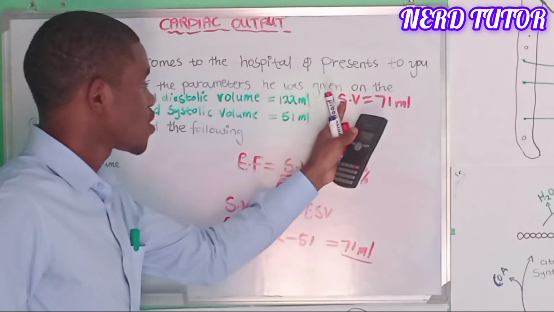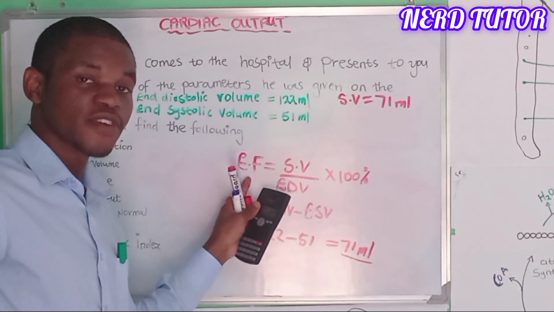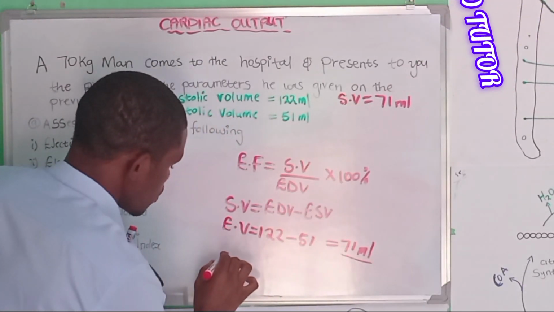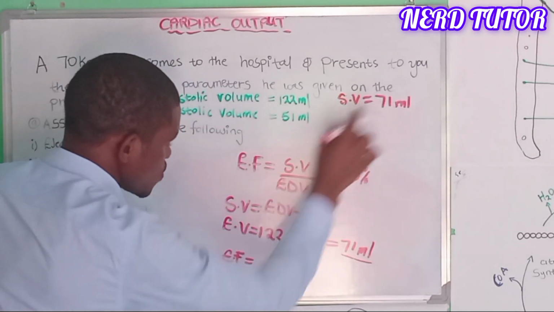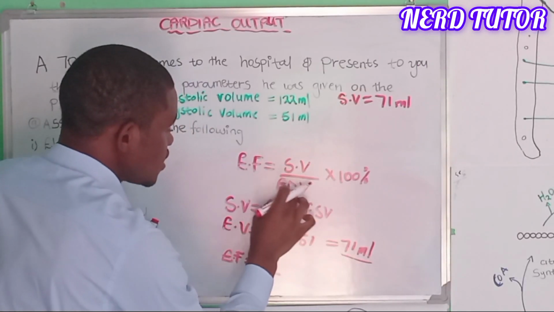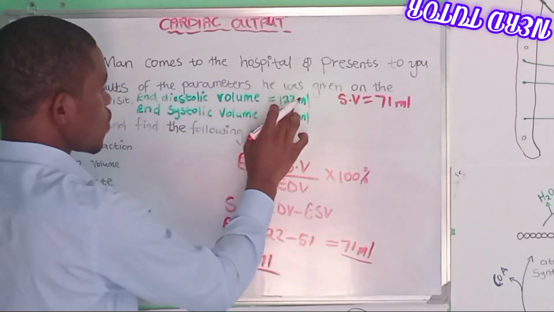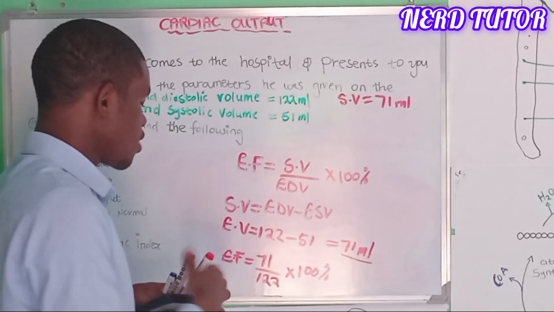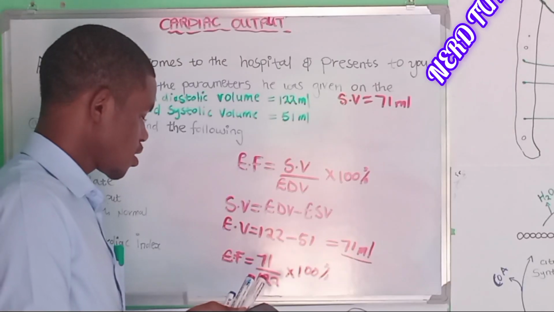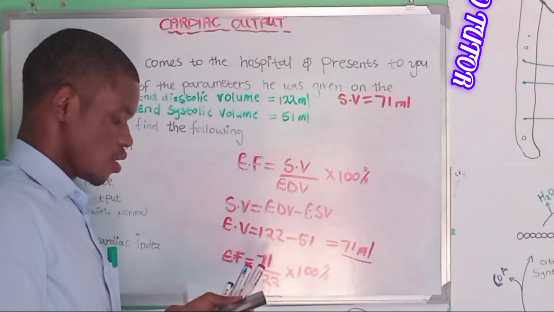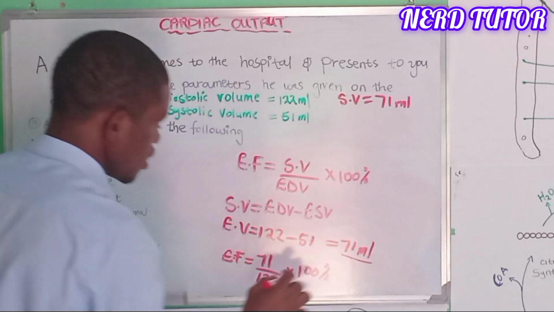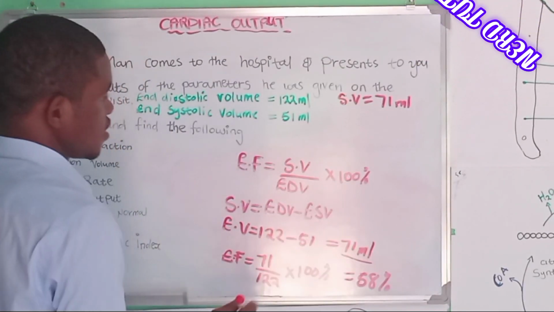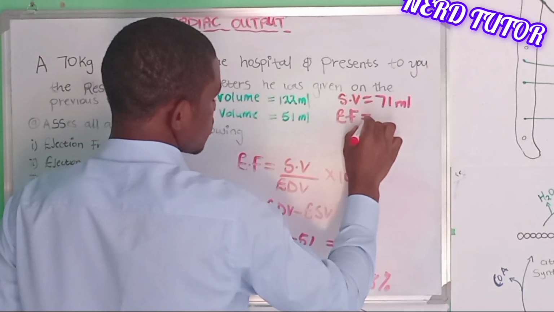Now that we have the stroke volume, we can go back to the formula for ejection fraction, put it there and solve. Very simple. The ejection fraction will now be equal to the stroke volume, which is 71, over the end diastolic volume. What is our end diastolic volume? It was given in the question, 122. Multiplied by 100%, the percentage we find here will be our ejection fraction. So 71 divided by 122 times 100%, I'm getting 58%. So this is our ejection fraction now, 58%. Let us put it here: ejection fraction, we have solved, it is 58%.